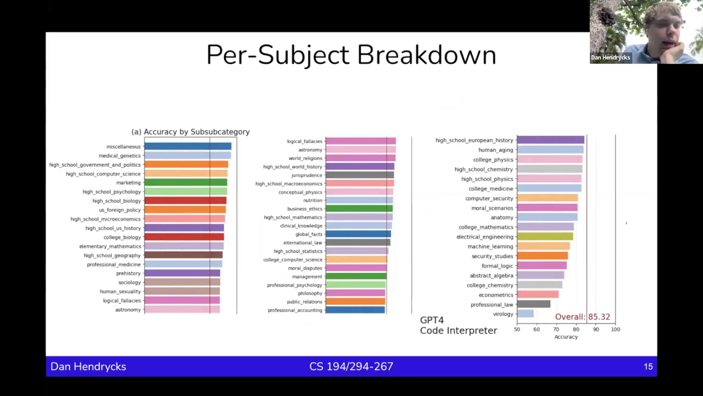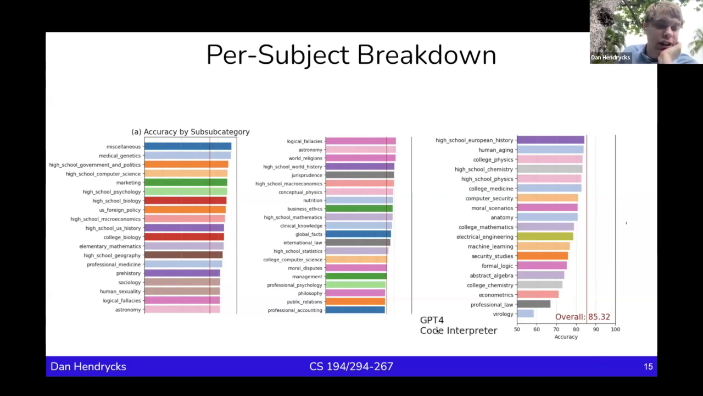So here's where we are now. Here's the subject performance these days. We've got medical genetics, marketing, all these are near 95% plus. They're doing a great job.